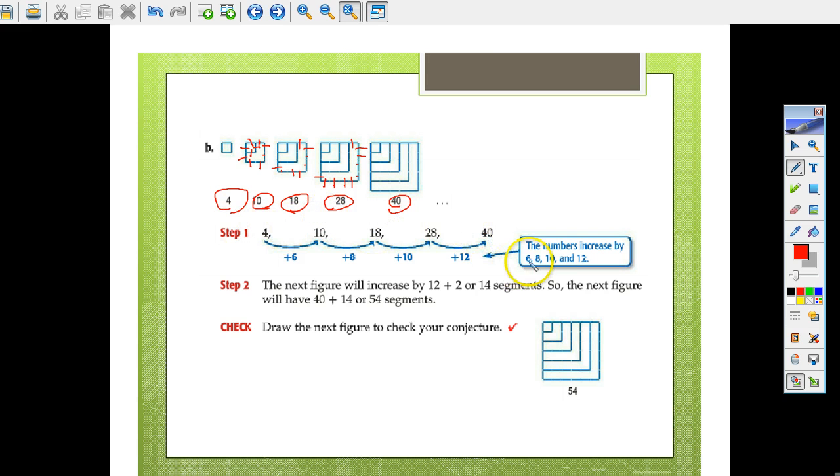So if this continues, what do you think the next figure will look like? Well, it's increasing 6, 8, 10, 12. The next figure will increase by 12 plus 2, because it's just adding 2 more to each increase. So we'll have 14 segments. So you'll have this, and then you'll add 1 more, and then add 14. So you'll have 6 on each side. If you did that perfectly with the measurement with the ruler, then you'll have this figure right here.